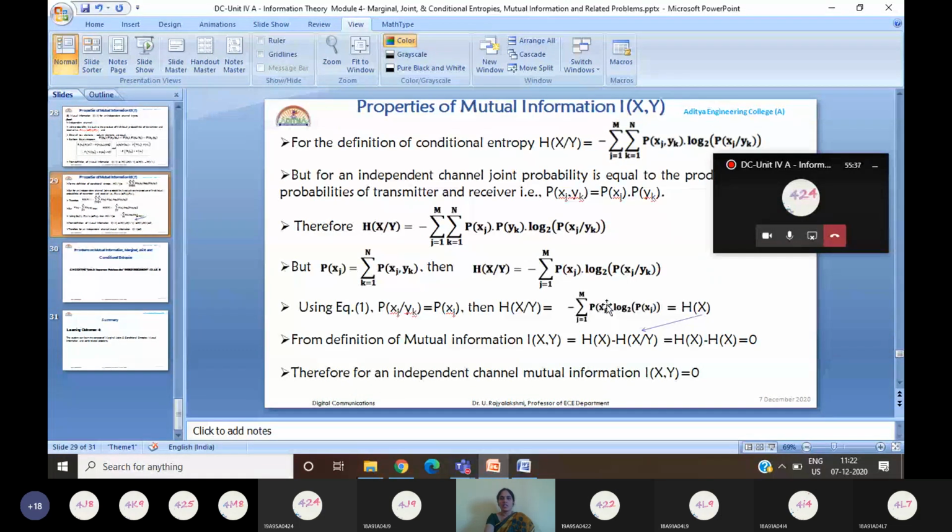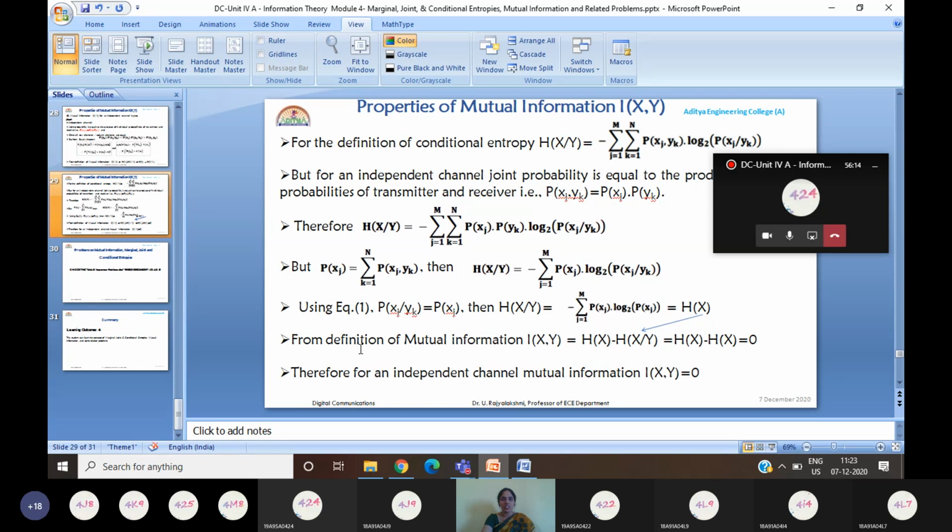Okay. So here we can obtain, if you replace P of xj by yk as P of xj, this is from equation 1, then you will get minus summation j equal to 1 to m P of xj log P of xj. Replace the probability matrix inside the logarithm as P of xj. Then you will get minus summation j equal to 1 to m P of xj log P of xj base 2. So that is nothing but H of X.